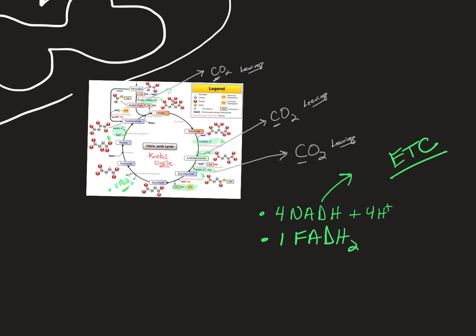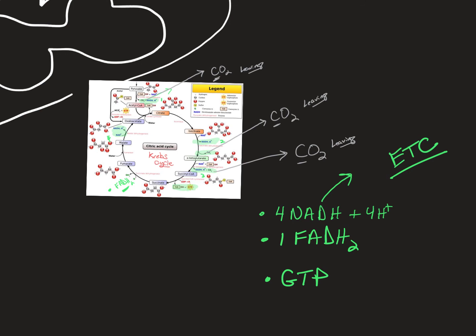For every pyruvate, that's going to electron transport. So these 2 are going to electron transport. All 5 of these are going to the electron transport chain. Lastly, you're going to make a GTP. The GTP will be used in the process, but not in the electron transport chain.